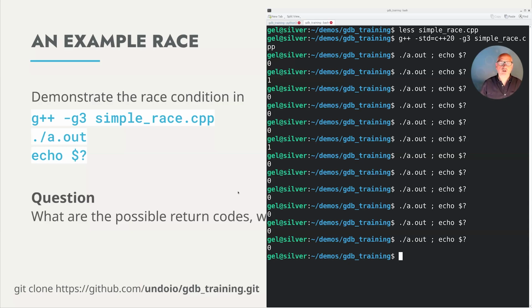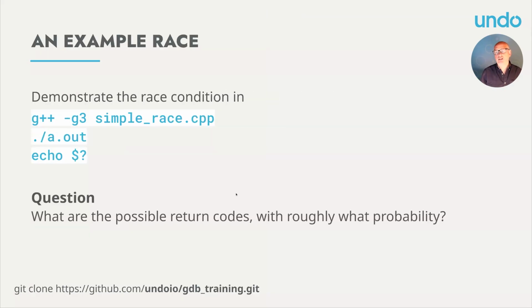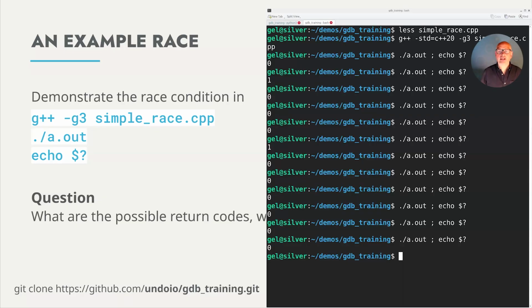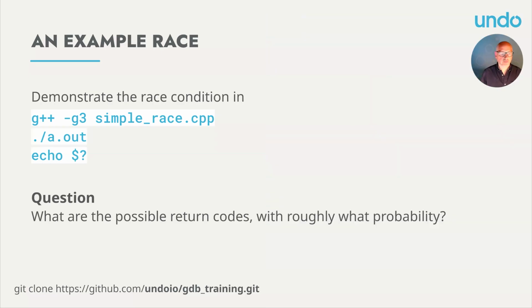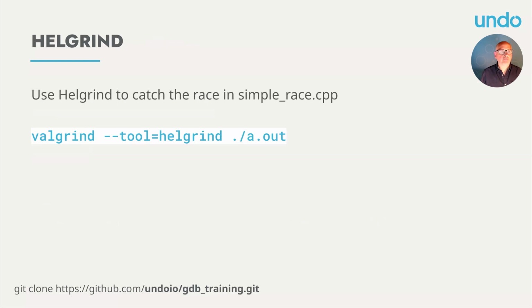So the question here: what are the possible return codes? Roughly what probability, 0 or 1? Run it 10 times, 90% is 0 and 10% is 1, or something like that. It's actually, I've got a bit lucky here. Usually when I run it, I see it more like 1 in 50 being non-zero, but whatever, some small probability of it being non-zero.